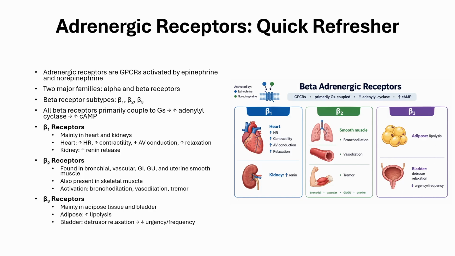Beta 3 receptors are mainly found in adipose tissues and in the bladder. In adipose tissues, beta 3 receptor activation can promote lipolysis, especially during increased adrenergic stimulation. In the bladder, beta 3 activation relaxes the detrusor muscle, which increases bladder storage capacity and reduces urgency and frequency.